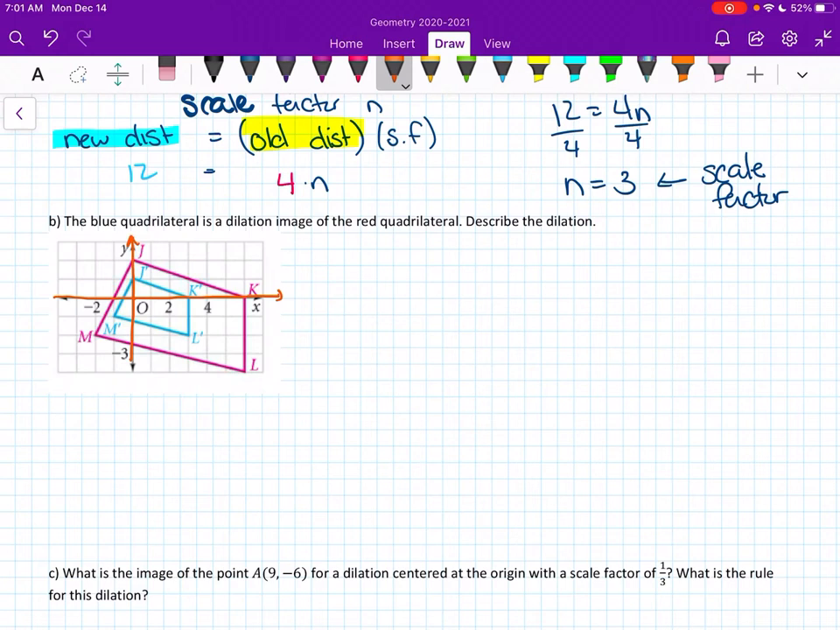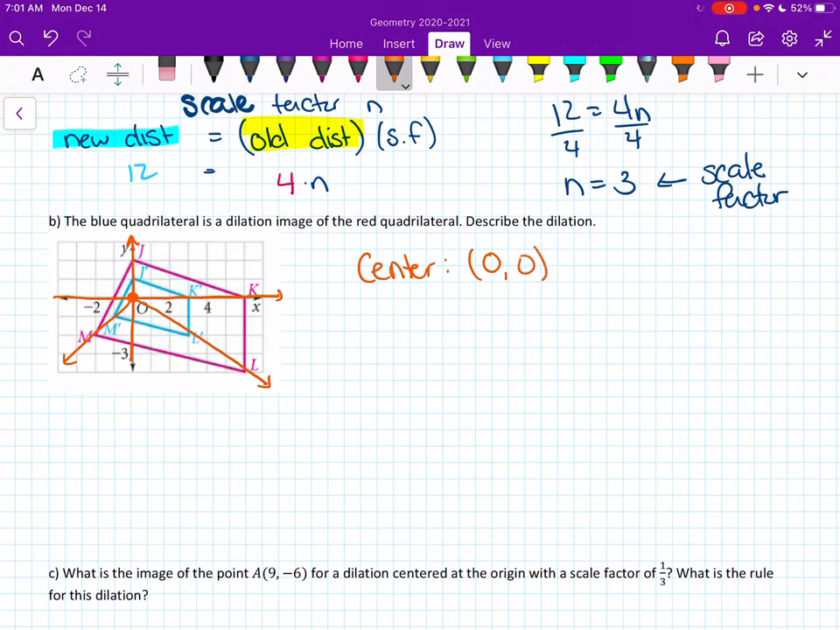So I know my center has to be somewhere along the y-axis. And if I look, those meet at 0, 0. Okay, and I can check that 0, 0 works for M and M prime and also for L and L prime. Okay, so my center is at the origin, which is 0, 0. And now I want to figure out that scale factor.